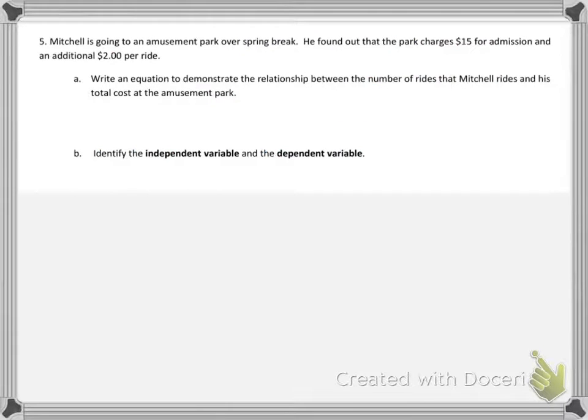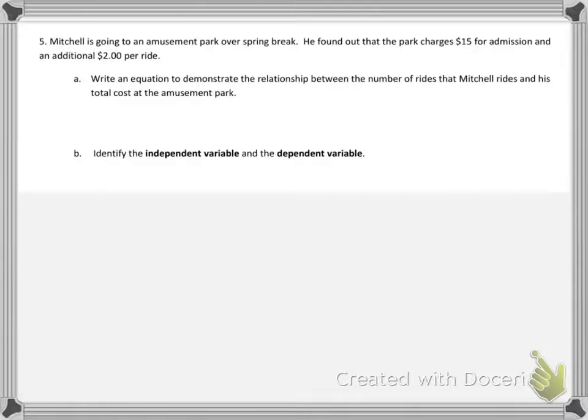Beautiful. Number 5. Here's a story for us. Mitchell is going to an amusement park over spring break. He found out that the park charges $15 for admission and an additional $2 per ride. Write an equation to show the relationship and identify the independent and dependent variables.